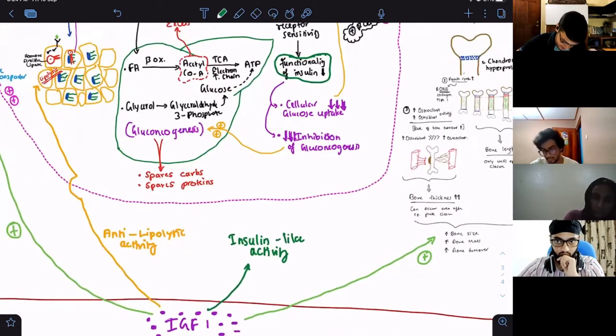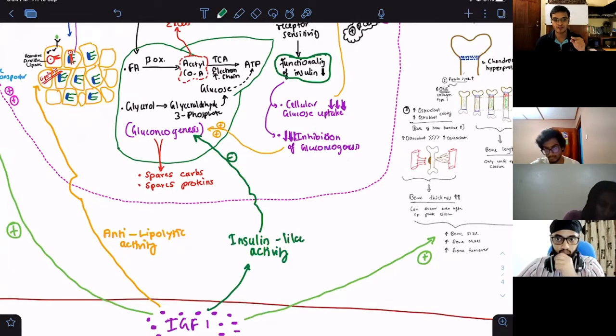What are these processes? One of them, gluconeogenesis, is going to be inhibited. If gluconeogenesis is inhibited, what is going to happen? Carbohydrates are going to be used up. Now look at this, we spared the carbs. These carbs can now be used up.